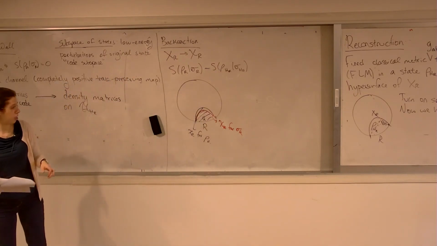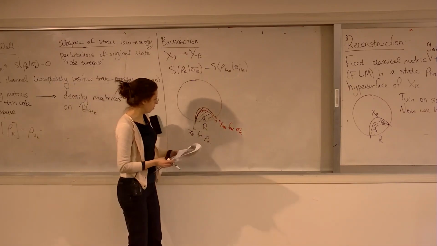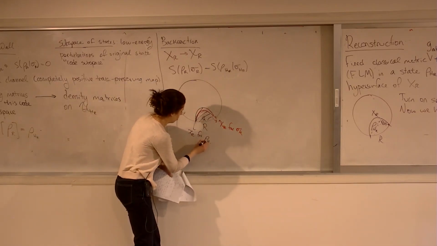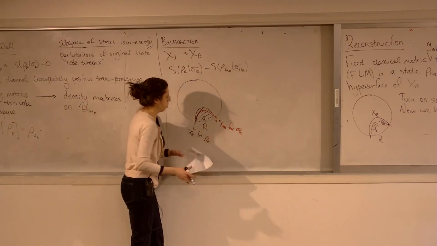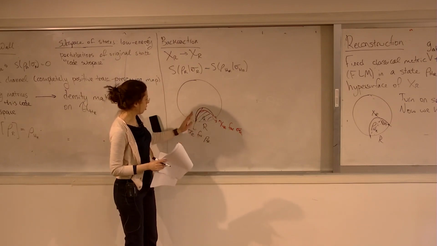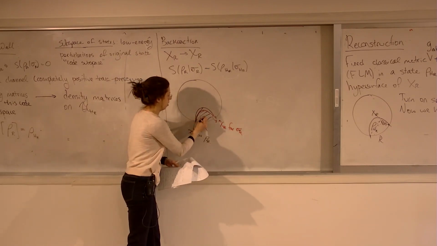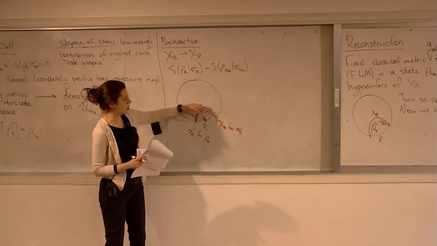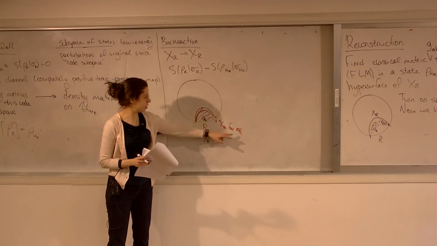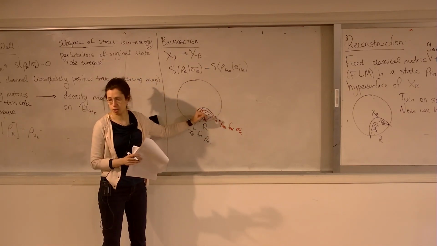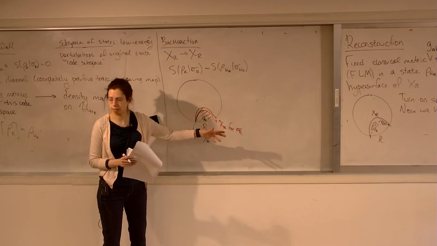So this is rho HR, and this is sigma HR. Rho HR is the density matrix on this larger subset, and this sigma HR is the density matrix on this smaller subset. So they're not the same state, and they're not even acting on the same Hilbert space.